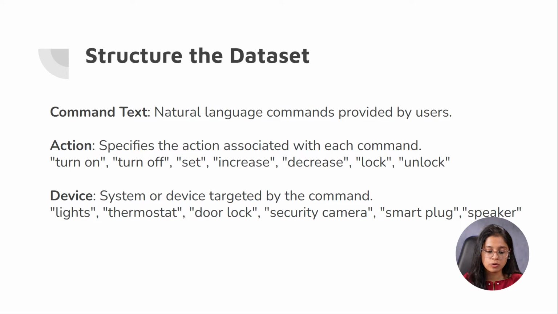So the action column would specify each command like turn on, turn off, set, increase, decrease, lock, unlock. Make sure to include a wide variety of actions to enhance your use case. The device column would indicate the targeted device, for instance, lights, the AC, thermostat, security camera, smart speaker. We can include a wide variety of devices that are commonly available in any smart home system.